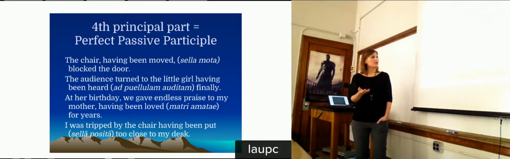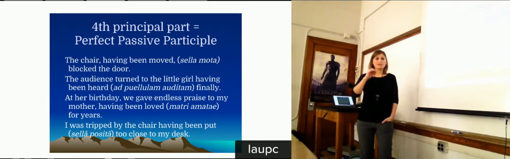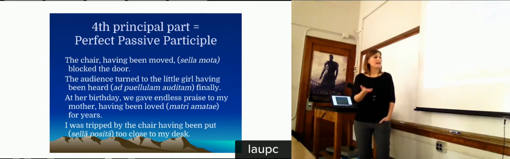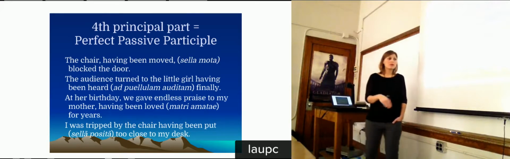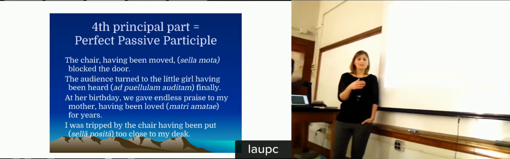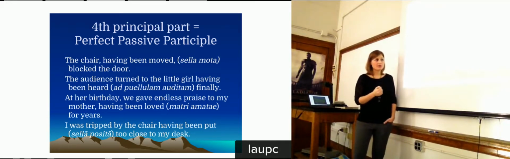Another example, the audience turned to the little girl, having been heard, finally. So the little girl is described as having been heard. She did not do the hearing, other people heard her. So it's a passive participle, and it's in the past. At her birthday, we gave endless praise to my mother, having been loved for years. My mother is the one who is described as having been loved. She didn't do the loving, in this sentence at least. And the love has happened in the past. It's not happening right now, at least in this current description.